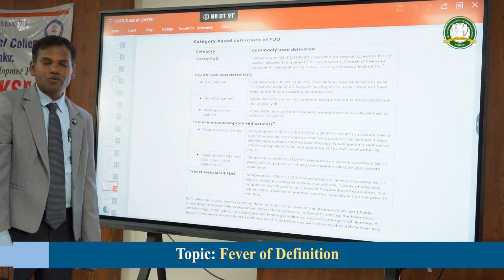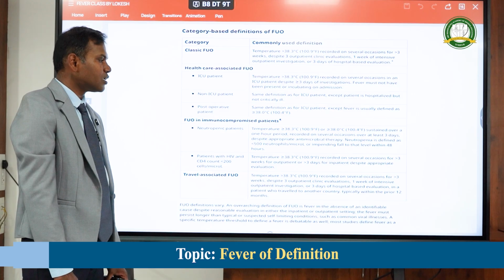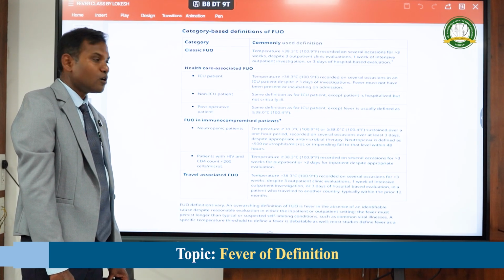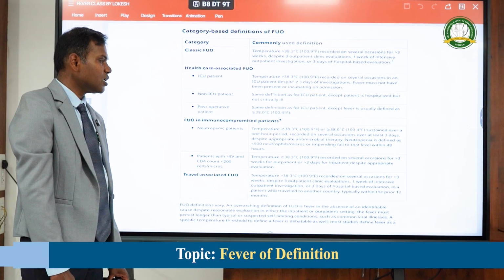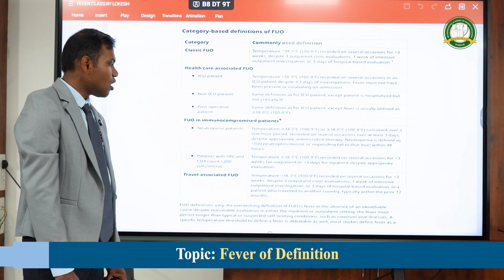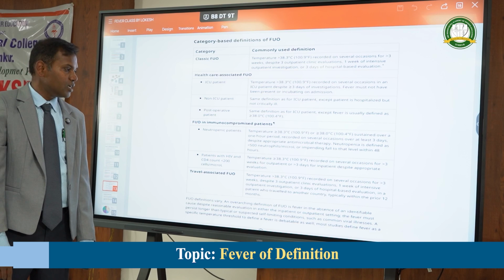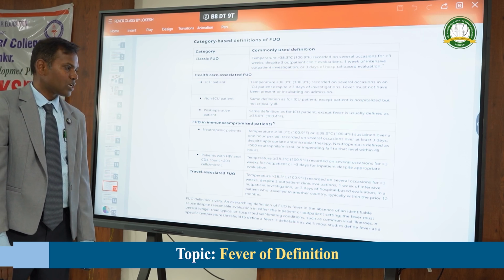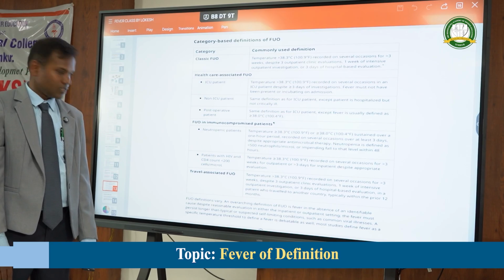Travel associated FUO: temperature of more than 38.3 degrees recorded on several occasions for more than 3 weeks despite 3 outpatient clinical evaluations, 1 week of intensive outpatient investigation or 3 days of hospital based evaluation, in a patient who traveled to another country, typically within the prior 12 months.